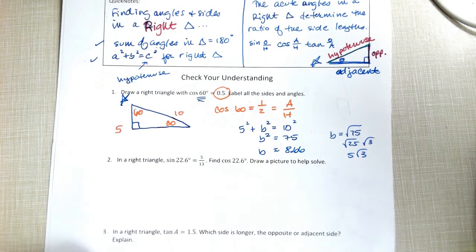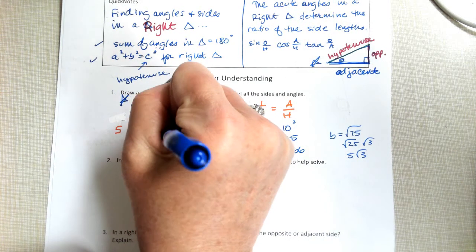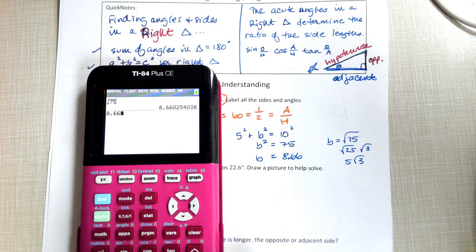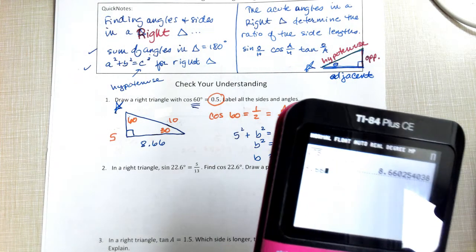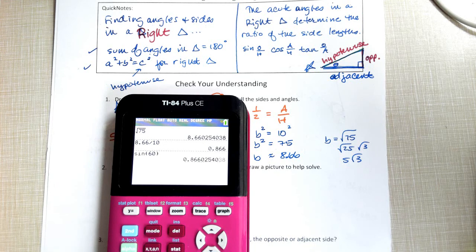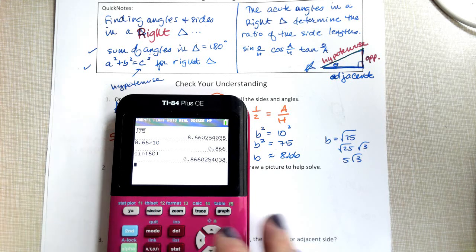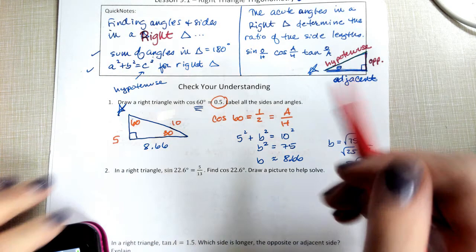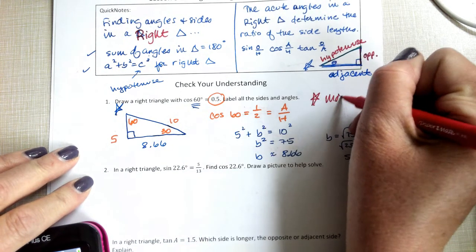So if I were to divide 8.66 over 10, that would give me the sine. And if I said the sine of 60, it should be the exact same, which it is. So there is more than one possible answer for something like this. I just did one.